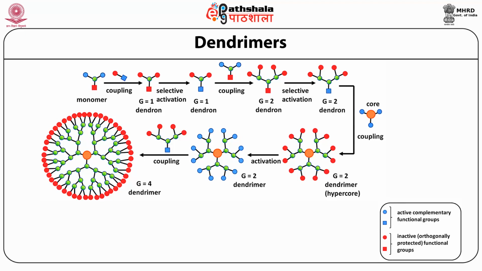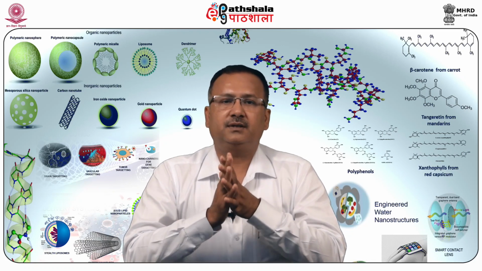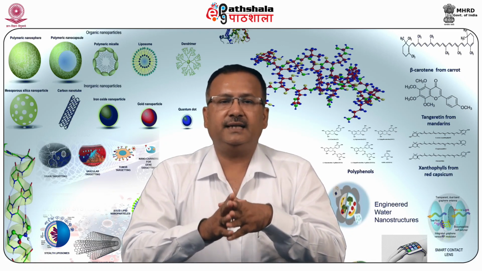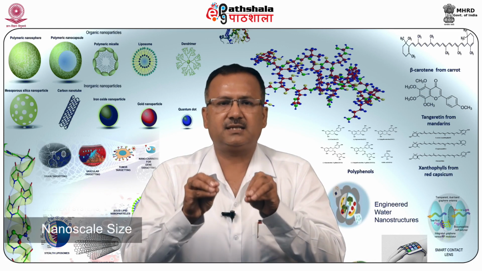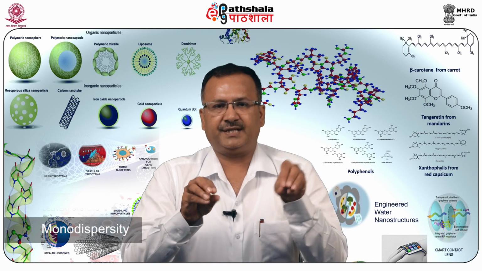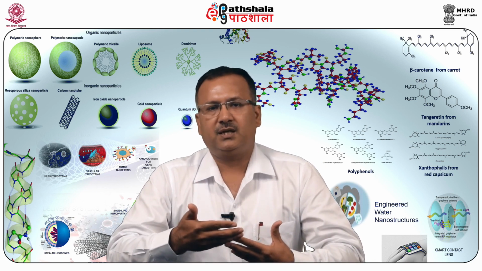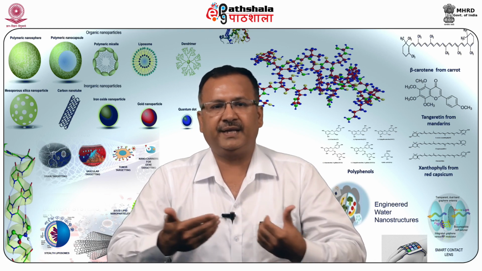Dendrimers are a favorable platform for the construction of multimodal imaging probes. The various properties of dendrimers include that they have a nano size scale, meaning their size is very small. They have monodispersity, meaning when they are dispersed in an ecosystem, individual molecules are separated.